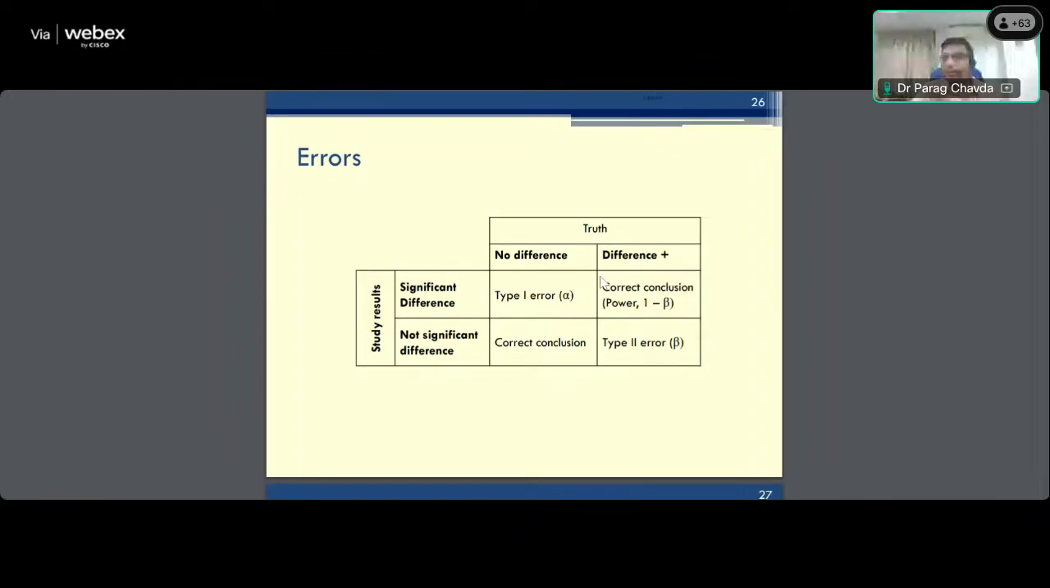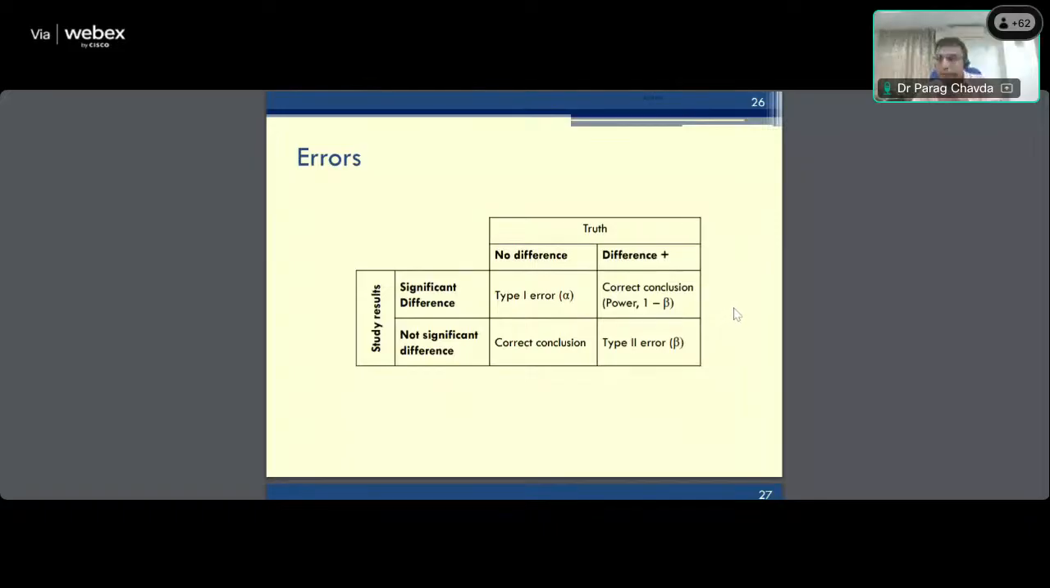So on the columns are what is there in reality, what is truth, right? And on the rows is what you find in your study results. So say for example, we'll start with this on the upper right corner where we say that in reality, there is a difference in the study findings. So say for example, we take this example such as a new cancer treatment is made available, and a paper describes the success rate of new cancer treatment compared to the standard treatment which is available right now. Fine.